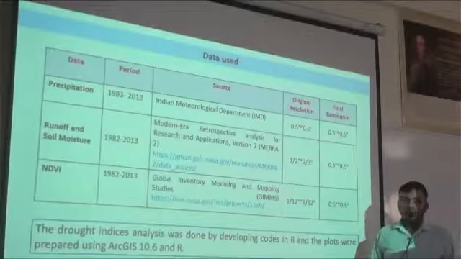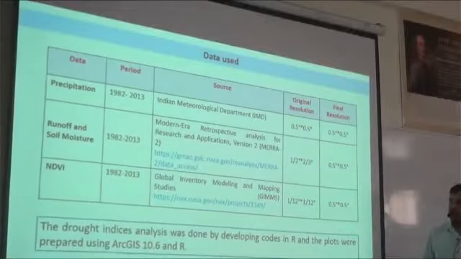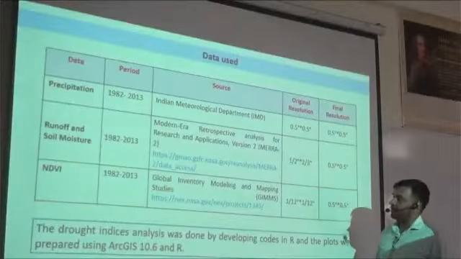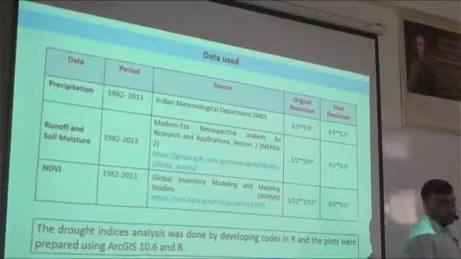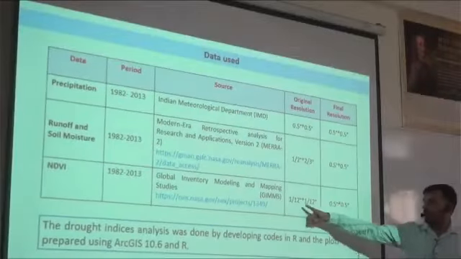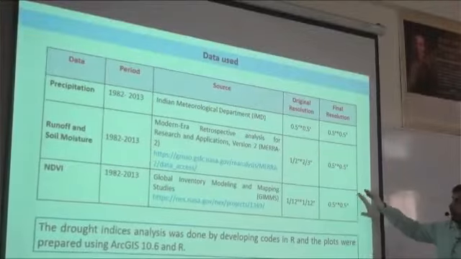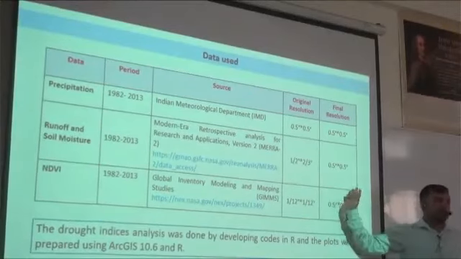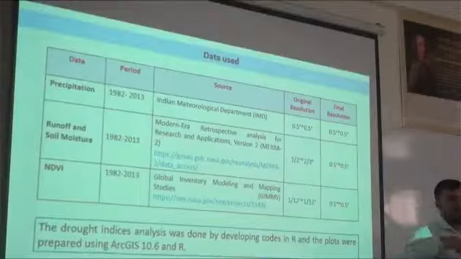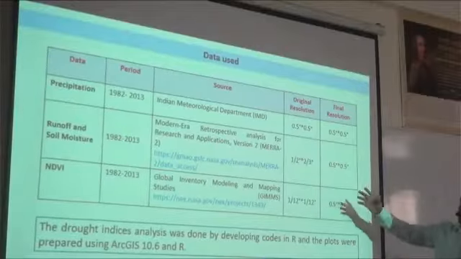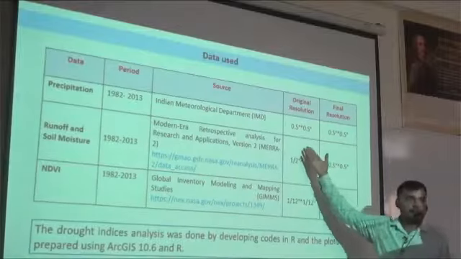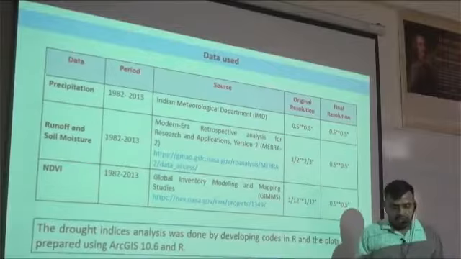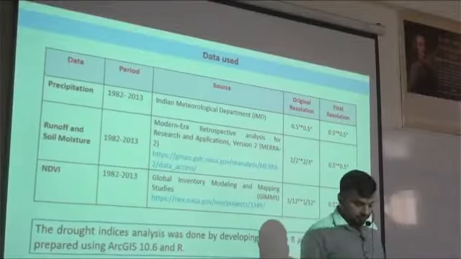Along with that, for vegetation drought we have used NDVI, taken from GIMMS, the Global Inventory Modeling and Mapping Studies. That is available at 1/12 degree by 1/12 degree. We regridded all of it to 0.5 degree, but if you are doing this at present, I suggest you regrid to 0.25 degree, because this data set is available at 0.25 degree itself. At that time we had taken 0.5 degree.